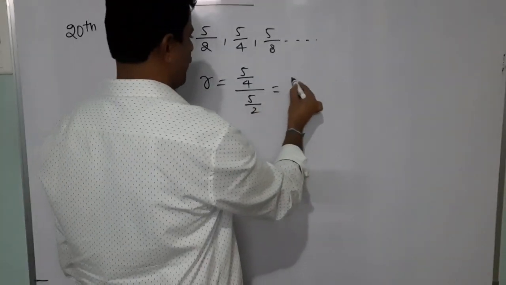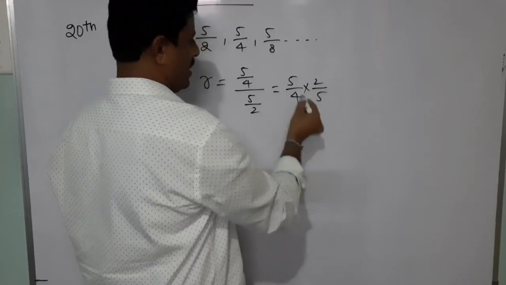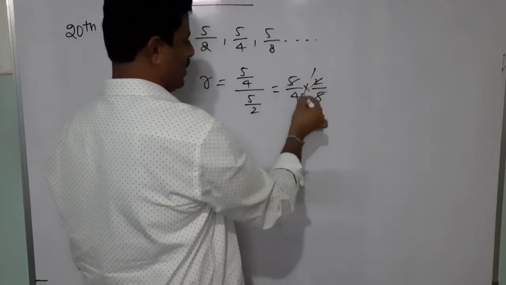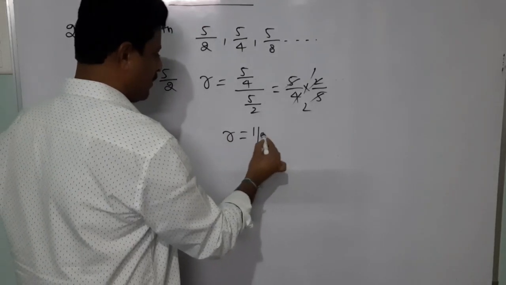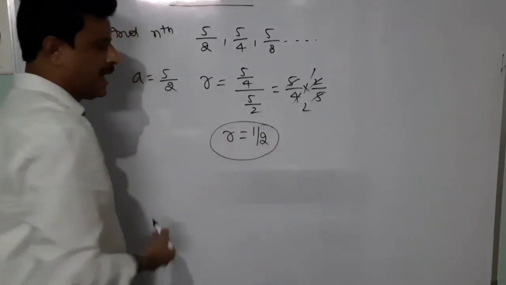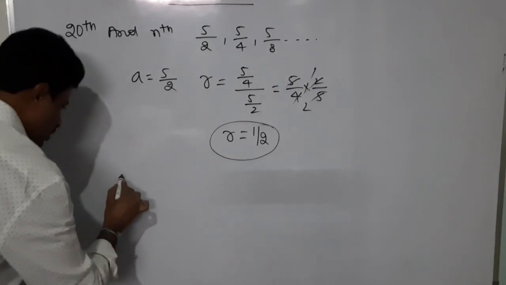So in this case R is equal to 5 by 4 divided by 5 by 2. That is 5 divided by 4 into 2 divided by 5. Here 5 cancels, 2 ones are 2, 2 twos are 4. Therefore R is equal to how much? 1 divided by 2. R is 1 by 2. Now take the formula, you know your formula well.